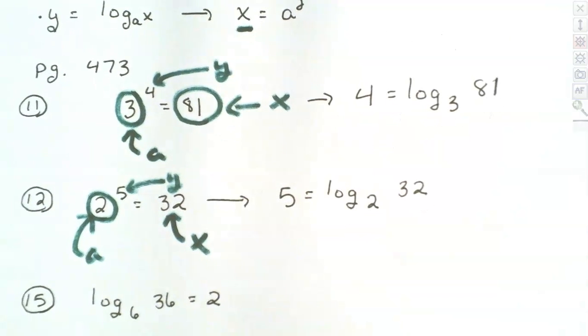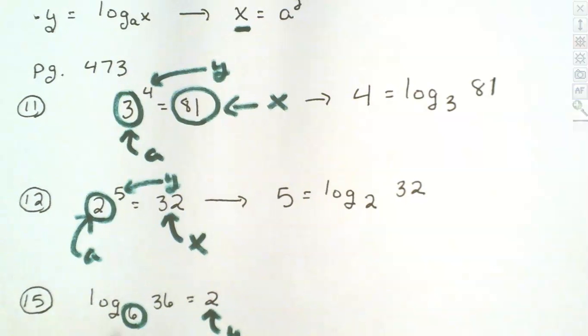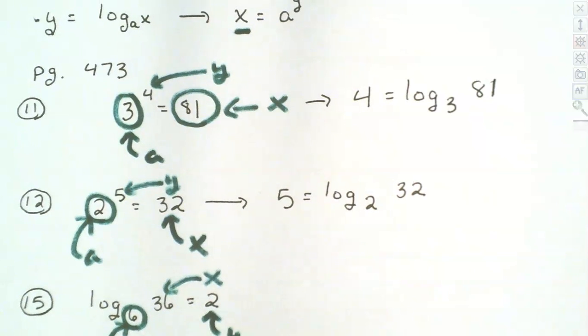Okay, so let's look at our logarithm up here. The 2 is by itself, so the 2 is going to be the y. The number down below is your base, and that is your A. And then the 36, that's your x. Is everyone okay with how I labeled?